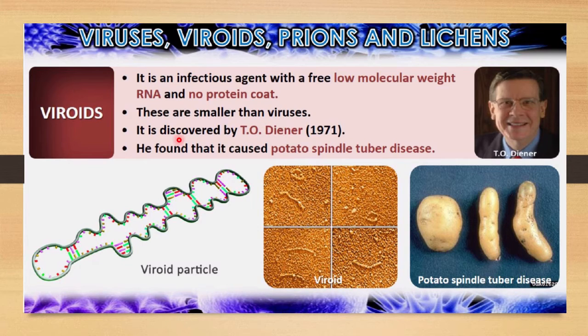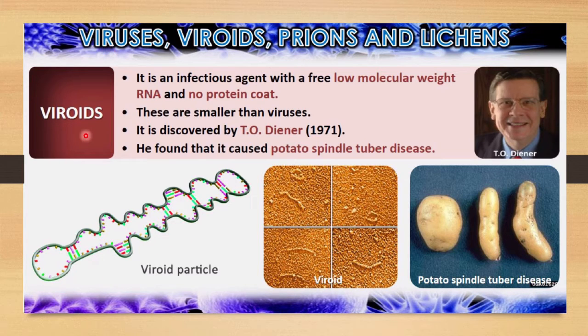It was first discovered by T.O. Diener in 1971, and he found that it caused potato spindle tuber disease in potato. Here you can see the viroid particle. This is only an RNA particle. Here you can observe it is not covered or surrounded by a protein coat, so only this naked RNA will be there. There is a total absence of any kind of protein coat, and this is the differentiating feature if you compare it with viruses.